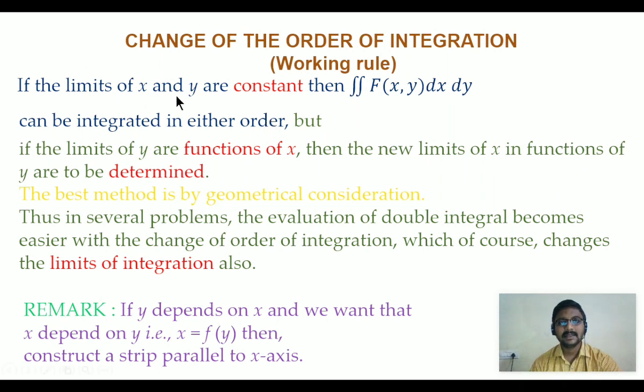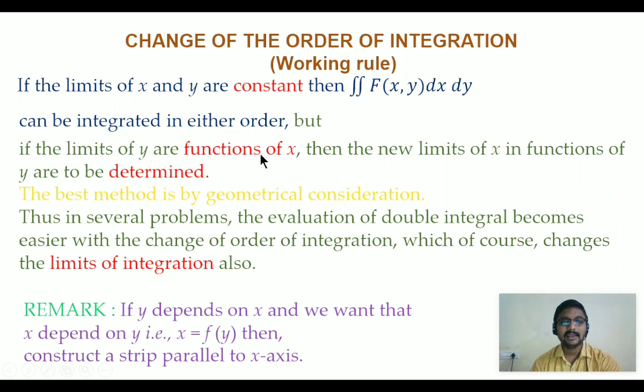If the limits of x and y are constant, then the double integral can be integrated in either order. If all the limits of the double integral are constants, then the order of integration is immaterial, provided the limits are changed accordingly. That is, when all the limits are constants, we can integrate first with respect to x and then y, or first with respect to y and then x. In both cases, we will get the same result.